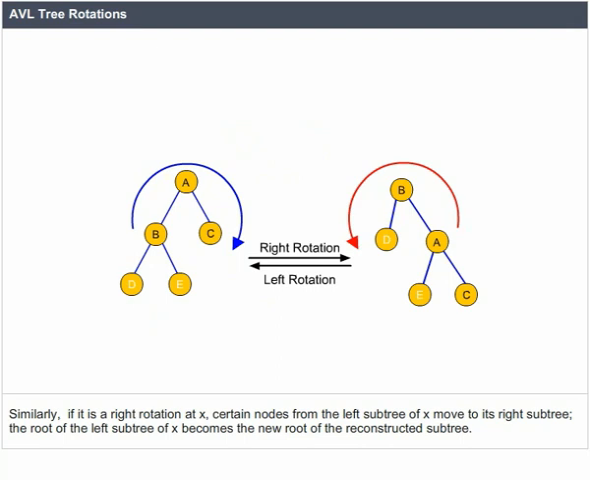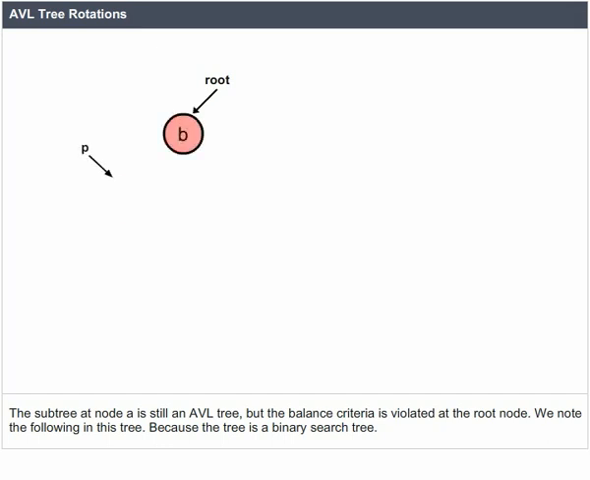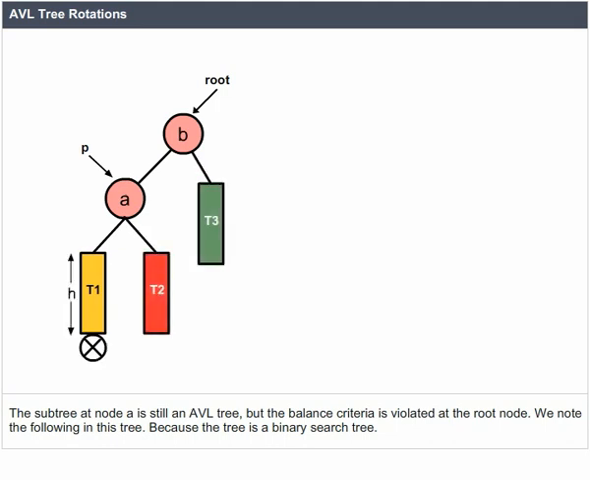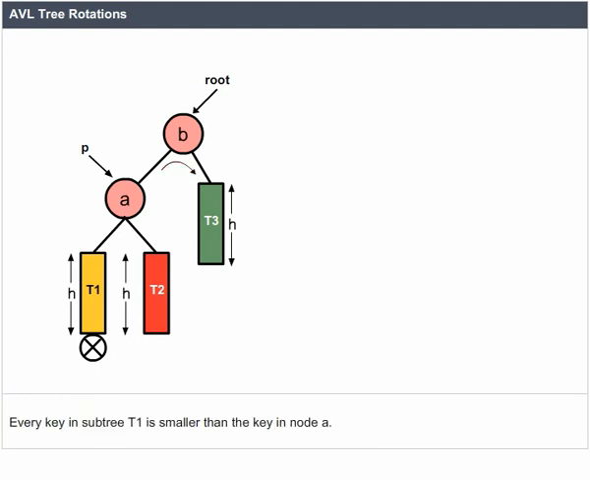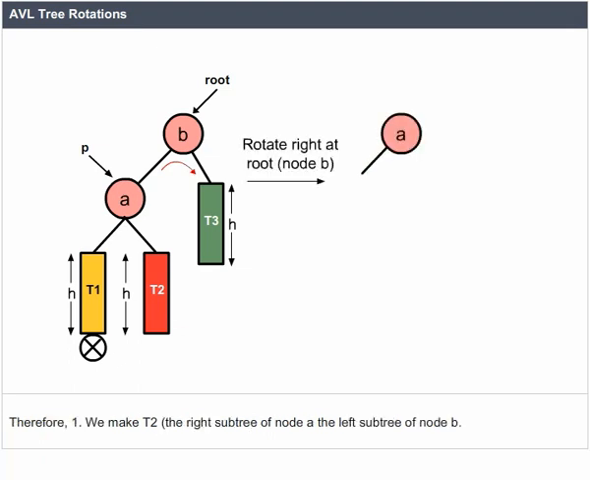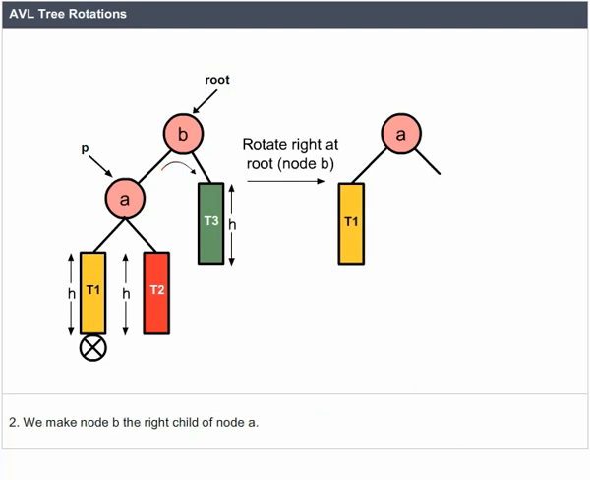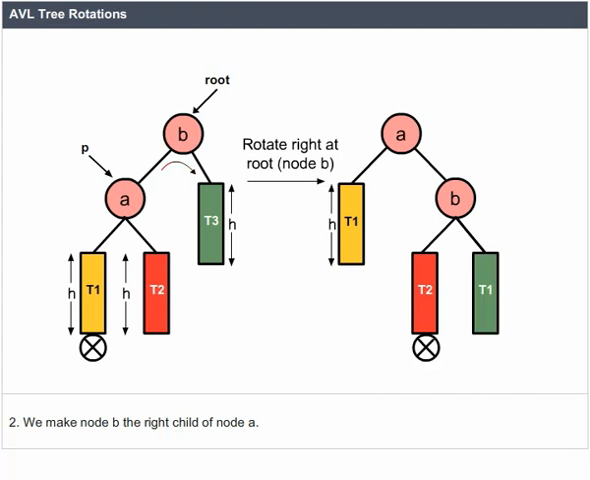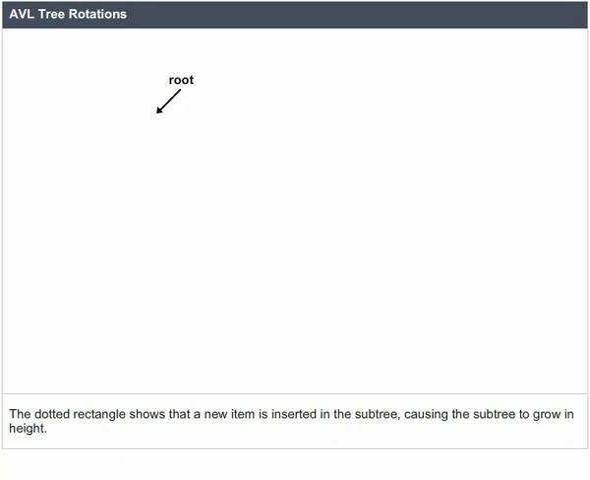The subtree at node A is still an AVL tree, but the balance criteria is violated at the root node. We note the following in this tree. Because the tree is a binary search tree, every key in subtree T1 is smaller than the key in node A. Every key in subtree T2 is larger than the key in node A. Every key in subtree T2 is smaller than the key in node B. Therefore, we make T2 the right subtree of node A, the left subtree of node B. We make node B the right child of node A. Node A becomes the root of the reconstructed tree as shown in the figure. The dotted rectangle shows that a new item is inserted in the subtree, causing the subtree to grow in height.